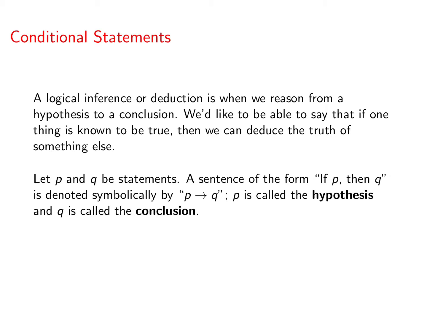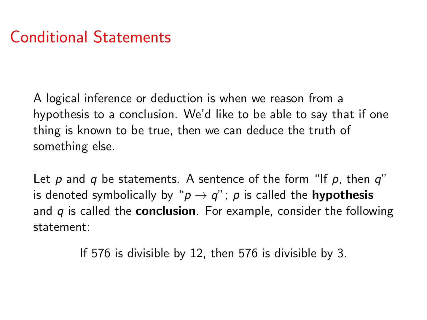So let's let P and Q be statements. And anytime we have a sentence of the form, if P then Q, then that's going to be denoted symbolically by this expression here with P and then a little arrow, and then Q. P is called the hypothesis, Q is called the conclusion. Okay, as an example, let's look at this statement. If 576 is divisible by 12, then 576 is divisible by 3.